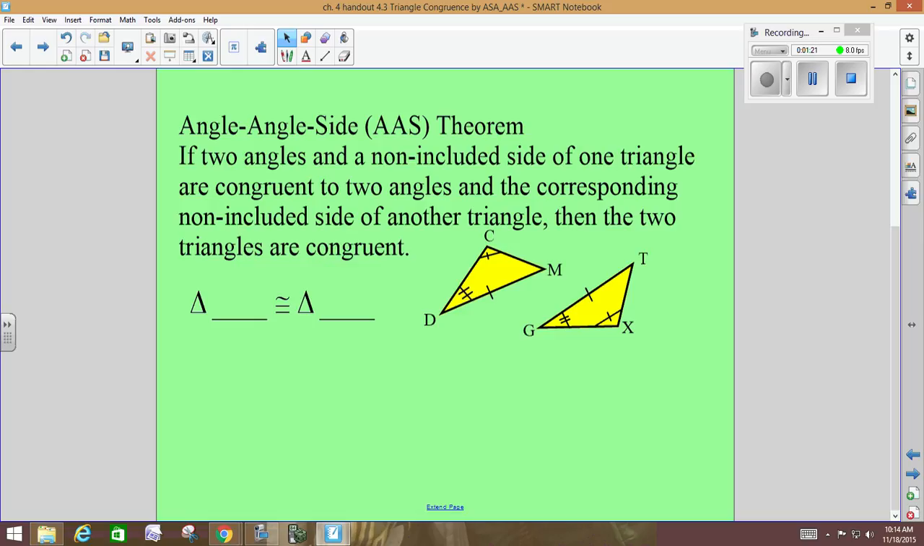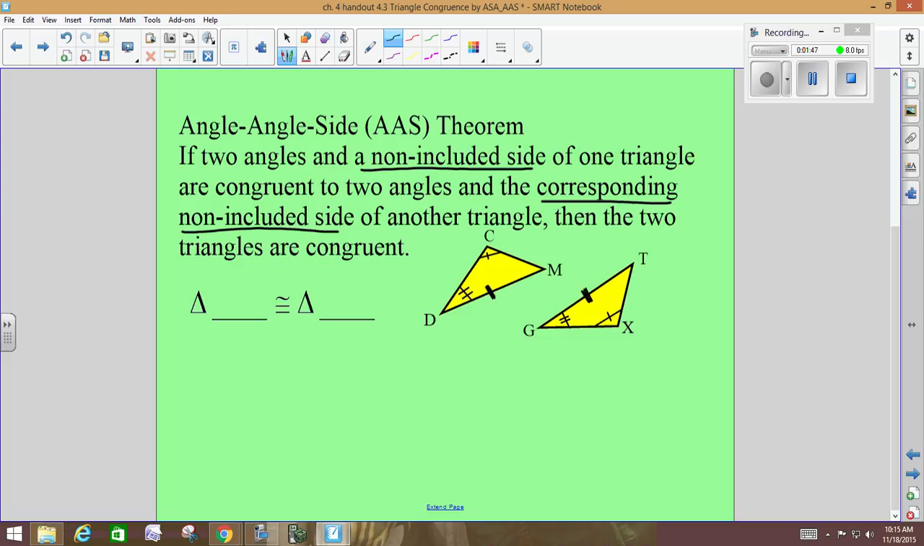This guy, angle, angle, side, states that if two angles and a non-included side of one triangle are congruent to two angles and the corresponding non-included side, then the two triangles are congruent. So in my picture, I've got angle C congruent to angle X, angle D congruent to angle G, and then segment DM congruent to segment GT.